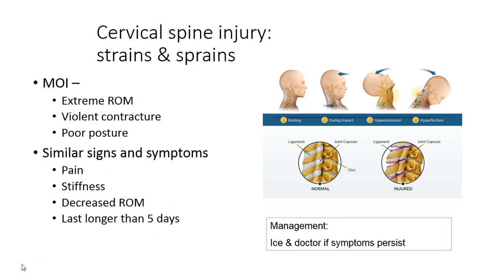So the signs and symptoms of a cervical spine injury would be pain and stiffness, decreased range of motion, and it would last longer than 5 days. So if you have an athlete complaining of these types of symptoms, probably in addition to ice and probably some massage, see how they feel. It would be really important to send them to the doctor to just follow up.